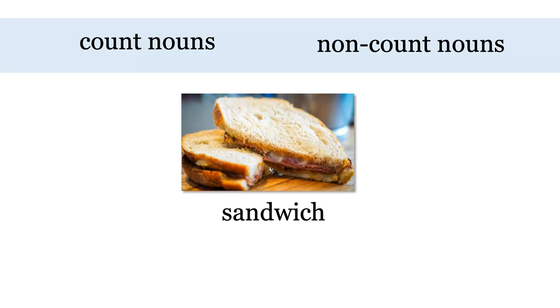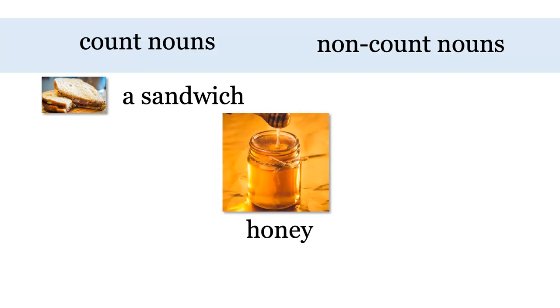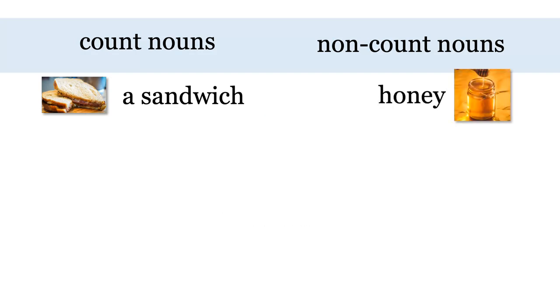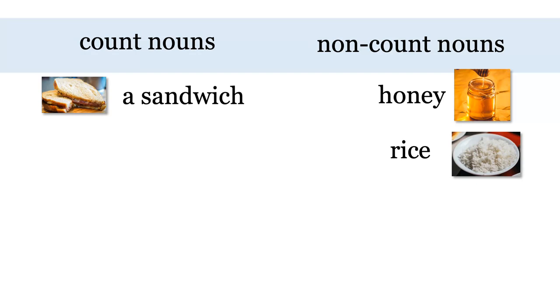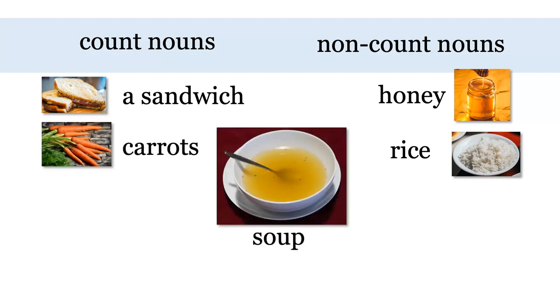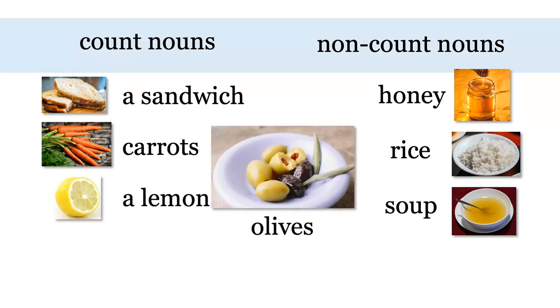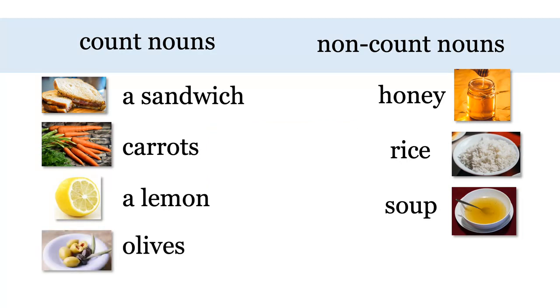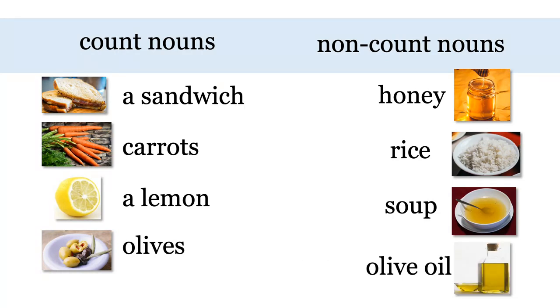Okay, let's look. Sandwich. A sandwich is a count noun. Honey. Honey is non-count. Rice. Rice is also non-count. There are too many little pieces of rice for me to count them all. Carrots. Carrots is a count noun. Soup. Soup is non-count. Lemon. Lemon is count. Olives. I can count these olives. That's a count noun. And olive oil is non-count.